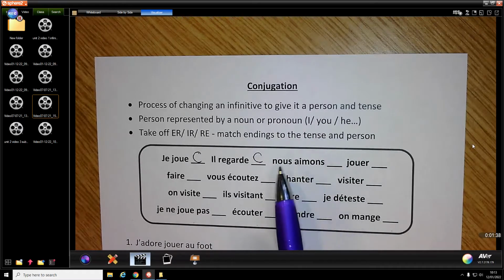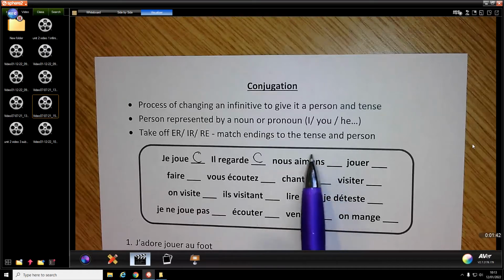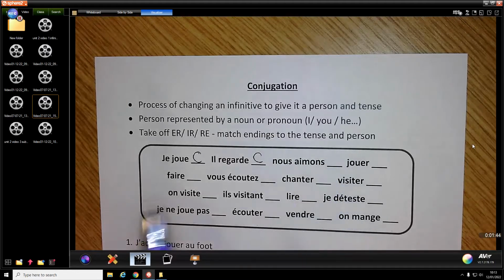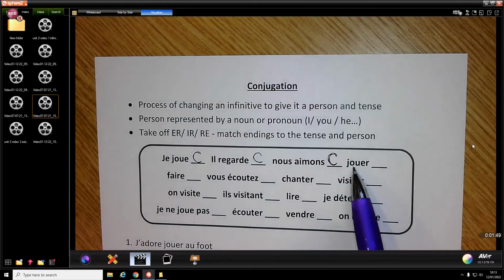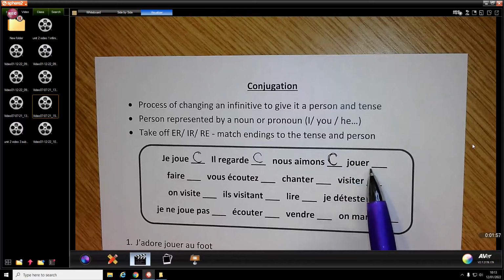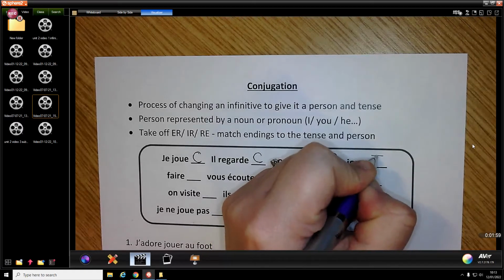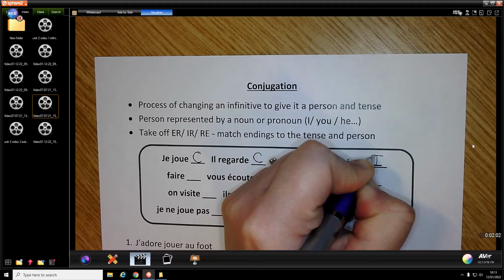Nous aimons. We like. We have a pronoun. We don't have that er, ir, or re verb ending. This verb is conjugated as well. And here we have jouer. No pronoun, no person, no noun in front of it. It ends in er, so we can confidently say that this verb is still in its infinitive form.